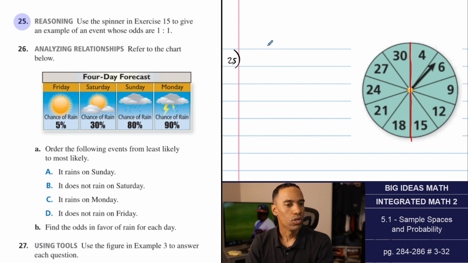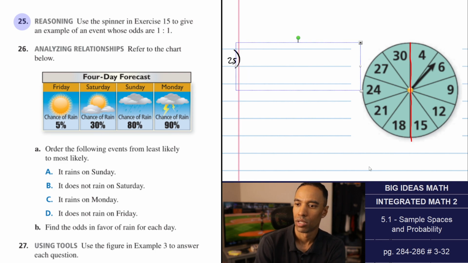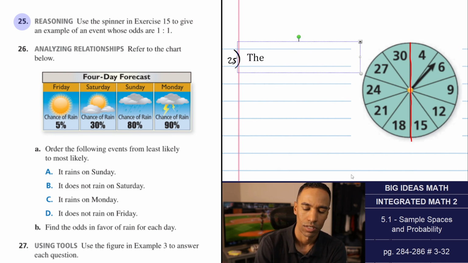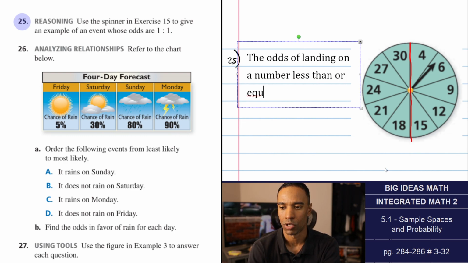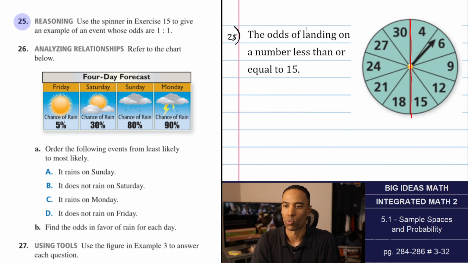So, to give an example of an event whose odds are 1 to 1: the odds of landing on a number less than or equal to 15. That would give you 5 to 5 odds, 5 here to 5 there, which is also 1 to 1.